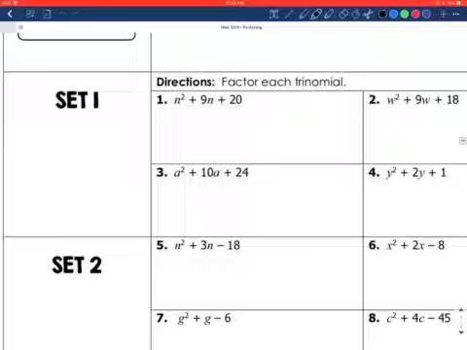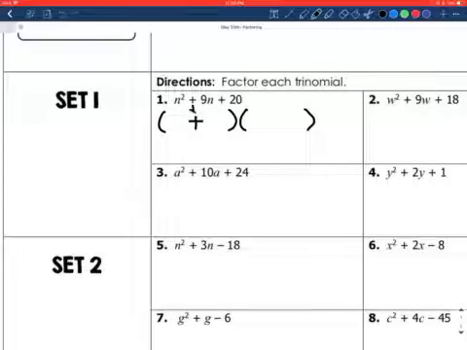So for number 1, we're just going to dive right in. First off, you set up your 2 sets of parentheses. All right, and then this first sign right here, you're going to drop it down. So that first sign is a plus. You're going to drop it down. Our first sign is going to be a plus.